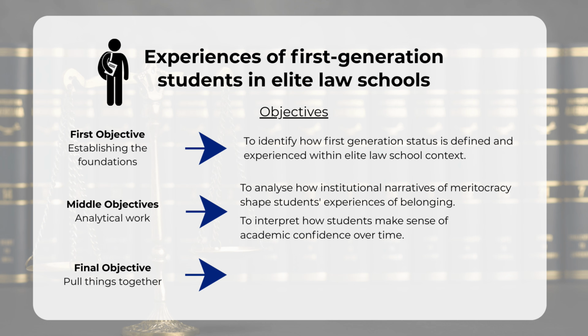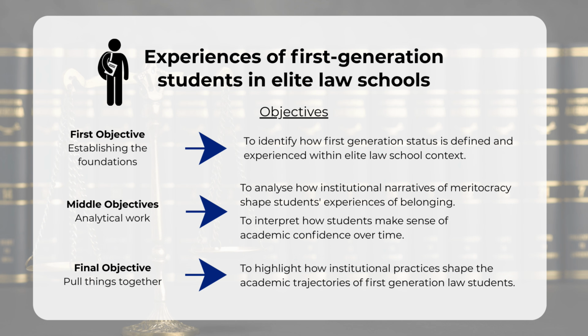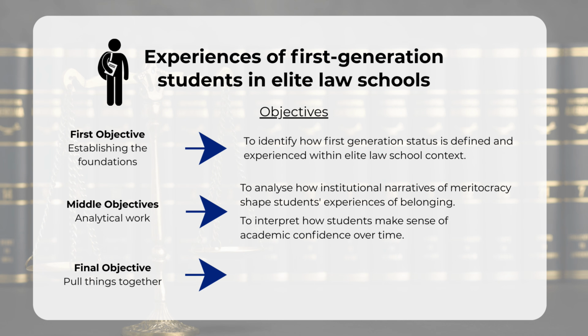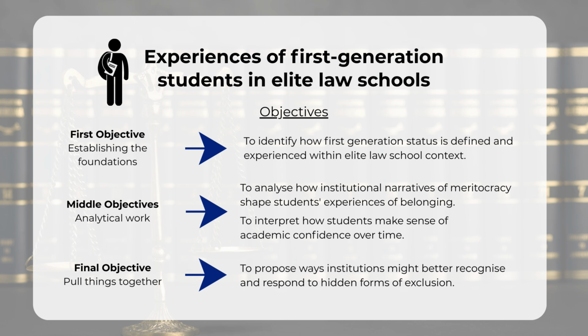For example, to highlight how institutional practices shape the academic trajectories of first-generation law students. Or to propose ways institutions might better recognise and respond to hidden forms of exclusion. Your objectives should feel like a logical progression, not a scattered list. When they're sequenced deliberately like this, your project comes across as a lot more coherent.